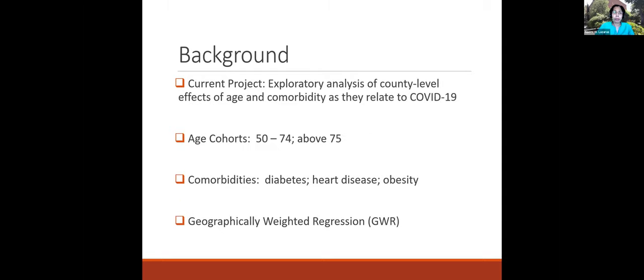For this project, I'm conducting an exploratory analysis of county-level effects of age and comorbidity as they relate to COVID-19. The age cohort variables that I'm using are 50 to 74-year-olds and the above 75 age category. The comorbidities that are going to be highlighted are diabetes, heart disease, and obesity. I'm conducting this analysis using a geographically weighted regression.